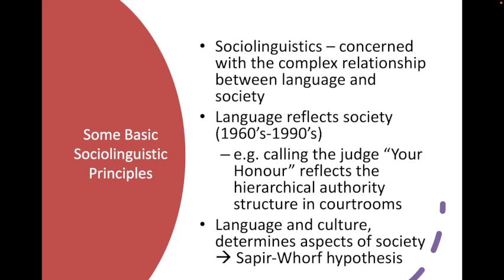The language that we use, like po and opo, is an example of our respect to the elderly. We also have the terms ate and kuya, which mean they are the elder siblings in the family: ate is your elder sister, and kuya is your elder brother. And also lola and lolo. As you can see, our language reflects our society and also reflects hierarchy. Language and culture determine aspects of society, according to the Sapir-Whorf hypothesis.